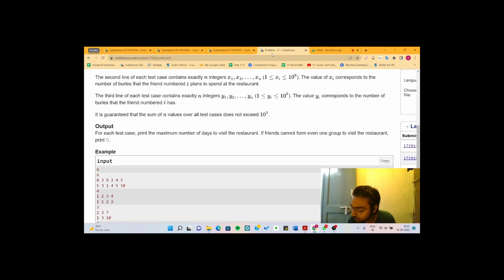Because someone has to pay their bill, but these good people can only pay for their own bill. So there is no one to pay for them, hence there will be no pairing here. You'll just pair the good people up, and the number of pairs would be g by 2, the integer answer, basically the floor function of g by 2. And here also the answer is the floor function of p plus g by 2. So this is how the code is.